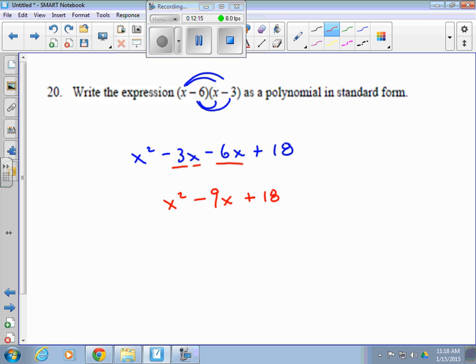It's in standard form because it's counting down: x squared, then x to the first power, and then a constant term with no variable.